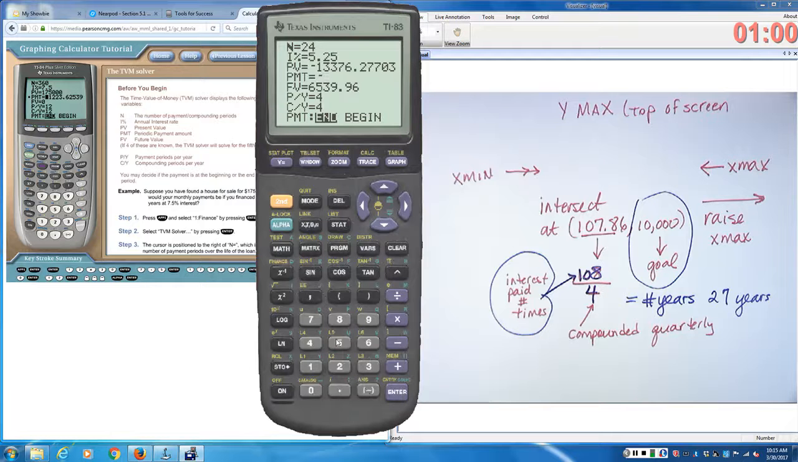You always want to make that negative. Oh wait, no, clear, sorry. That's 0. Putting it in the wrong place.